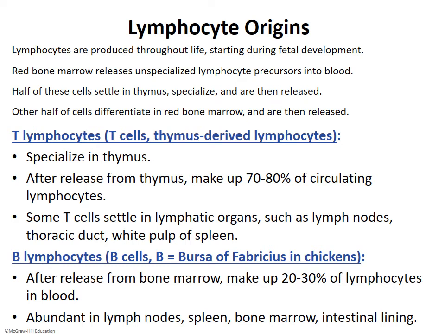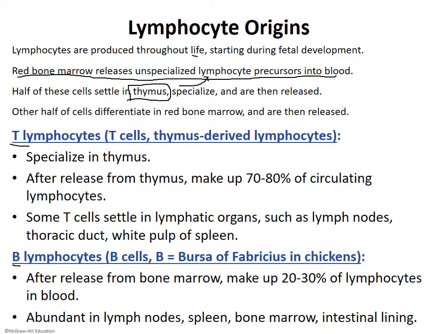Lymphocytes. All right, so lymphocytes are the cells of this system, and they are two types. We've got T cells and B cells, and we're going to look at these. So lymphocytes are produced throughout life, starting during fetal development. Again, early on, our body's making these. They all are born in the red bone marrow. Only the unspecialized lymphocytes go into the blood. If it's going to be a T cell, it goes to the thymus, and there it settles and gets specialized. It gets trained. It gets programmed.